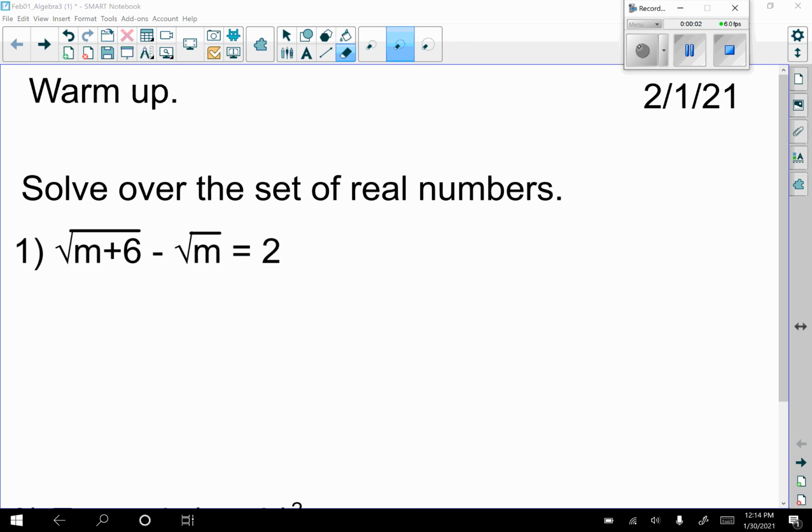Hello everyone, we're going to start today off with a couple review problems. So I want you to pause the video. This is exactly what was on the Unit 3 test under some of the solving equations. So I want you to pause the video, go ahead and solve this, and then see what you come up with.